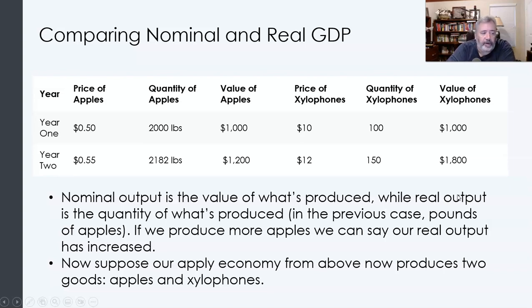All right, so the nominal output is the value of what's produced, while real output is the quantity of what's produced. In the previous, it's not really the quantity of what's produced. That's not necessarily true. So here's how we're going to do it. I'm just going to ignore what they say. The problem with this nominal is how much of this increase from here to here is caused by this increase of a nickel.